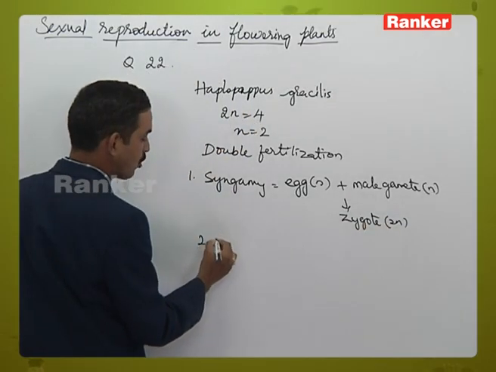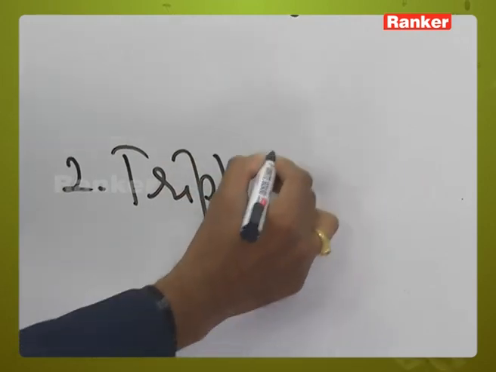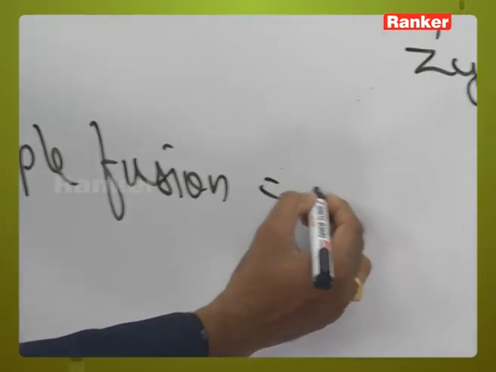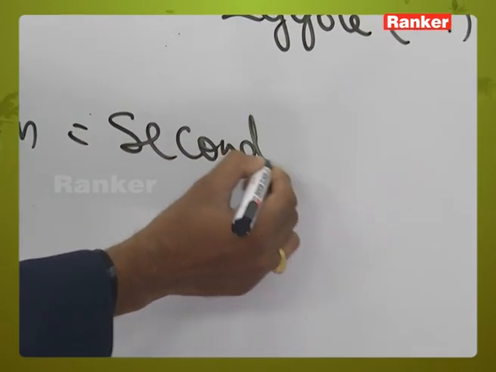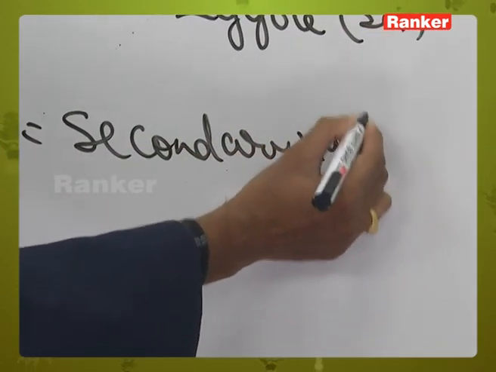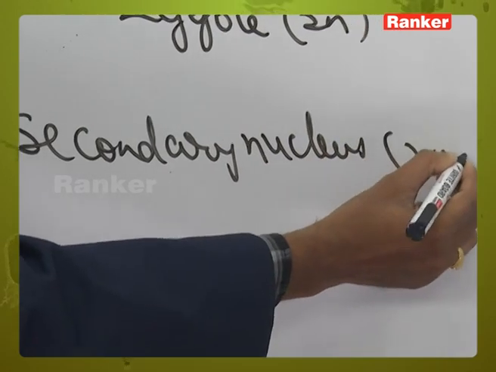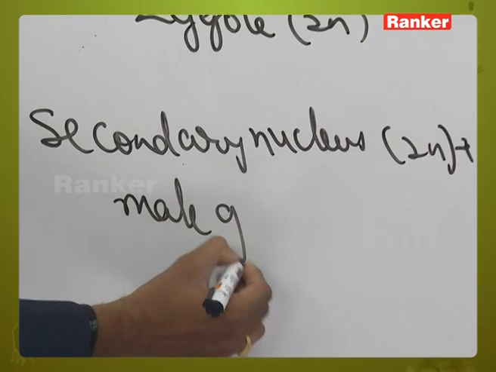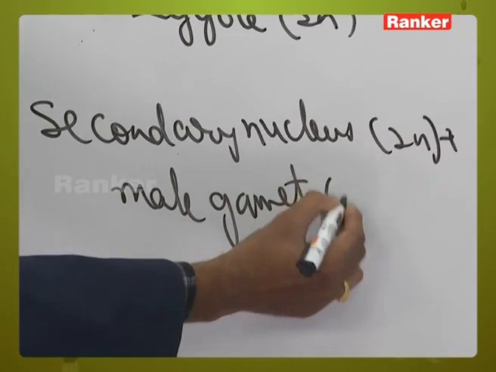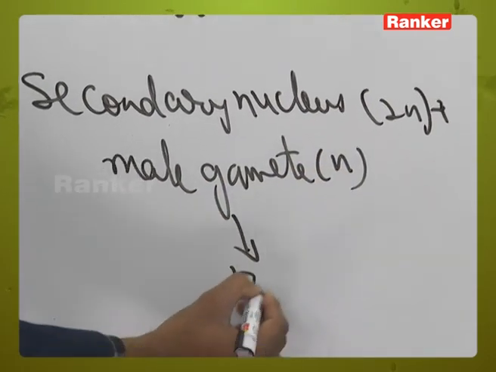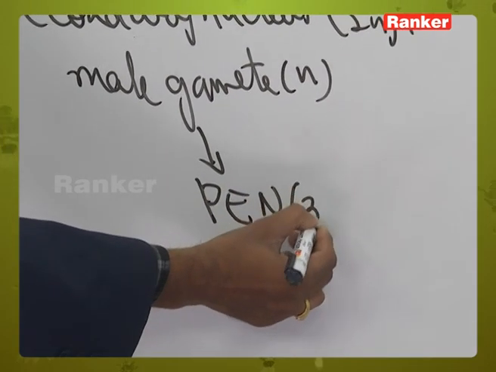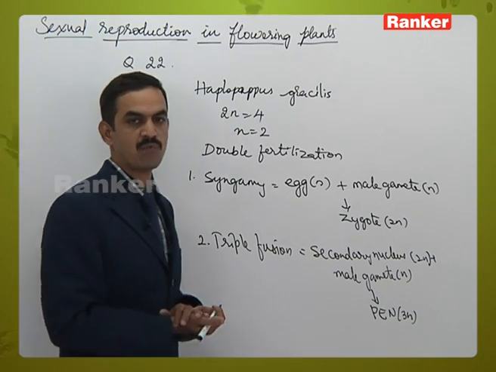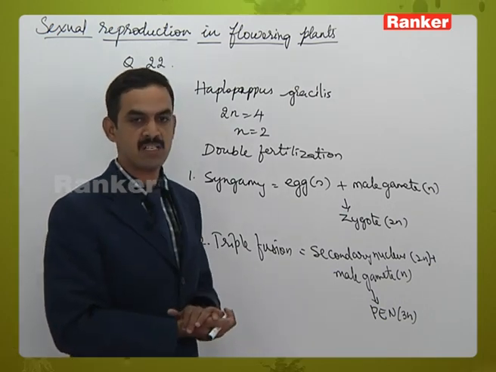The second fertilization process is called triple fusion, where the secondary nucleus of the embryo sac, which is diploid, fuses with the other male gamete, which is haploid, to form the primary endosperm nucleus, which is triploid. So here two times of fertilization take place, so we call it a double fertilization process.